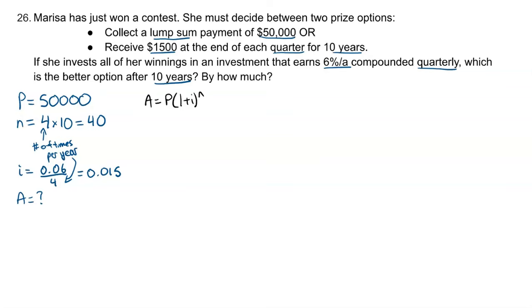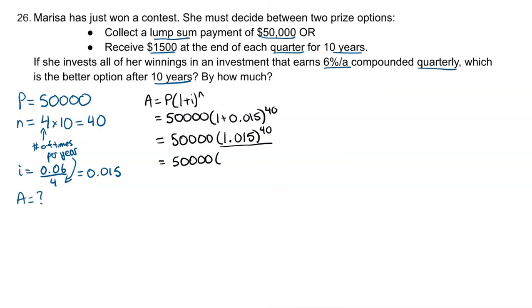And the equation we use is that the future amount, A, is equal to the principal, P, times 1 plus I to the N. So P is $50,000, and then we sub the other numbers in. We get 1 plus 0.015 to the power of 40. And so effectively what we're going to do is multiply 50,000 times 1.015 40 times. That's what the power of 40 is doing. So that interest is accumulating 40 times throughout the investment.